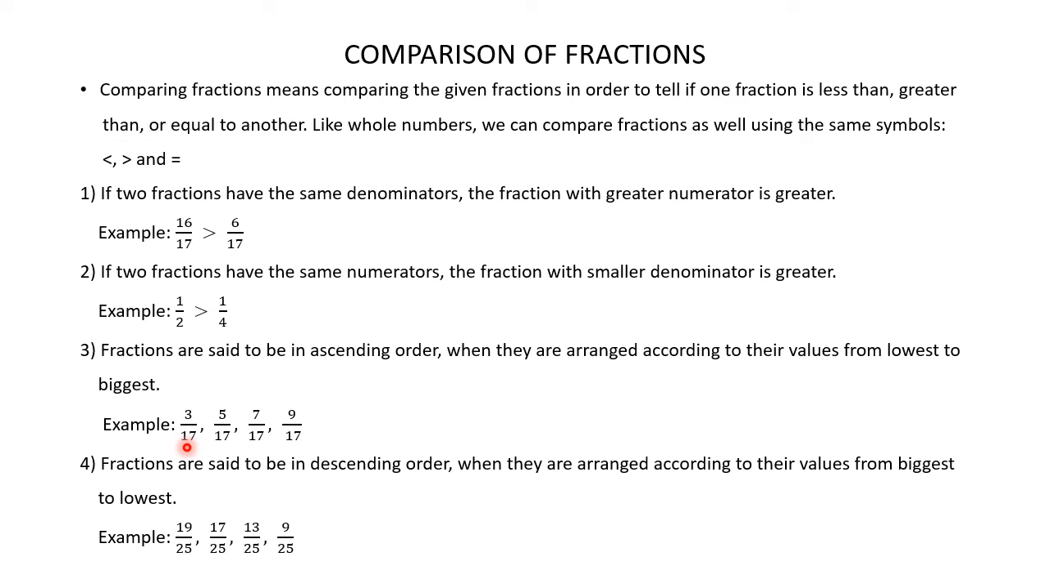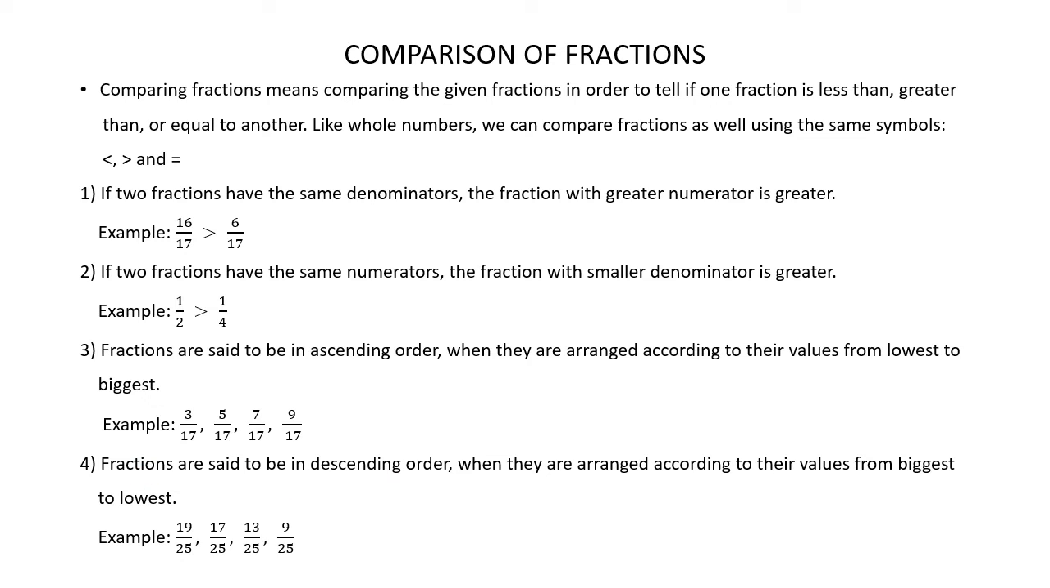3 by 17 is smaller than 5 by 17, is smaller than 7 by 17, is smaller than 9 by 17. Here 3 by 17 is the lowest fraction and 9 by 17 is the biggest fraction. You can understand this easily because here all the denominators are the same. So the fraction with greater numerator is greater. So 9 by 17 is the greatest and 3 by 17 is the smallest.